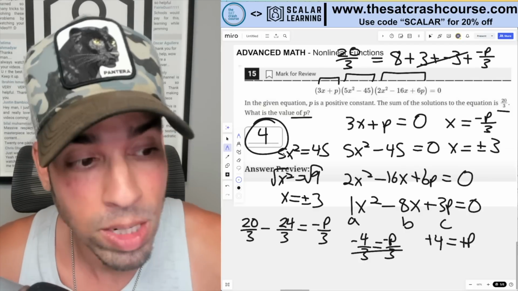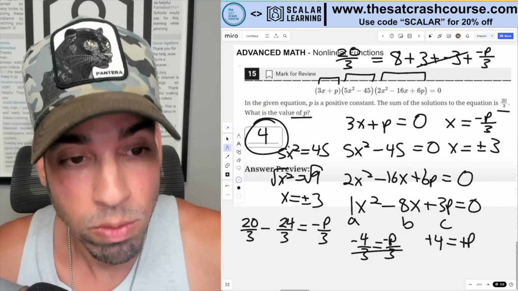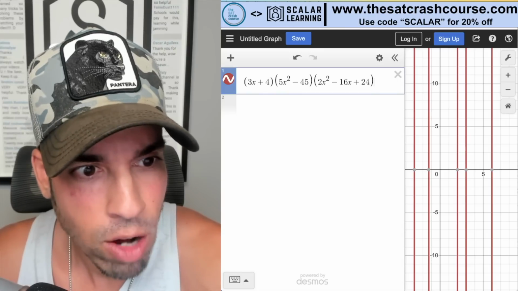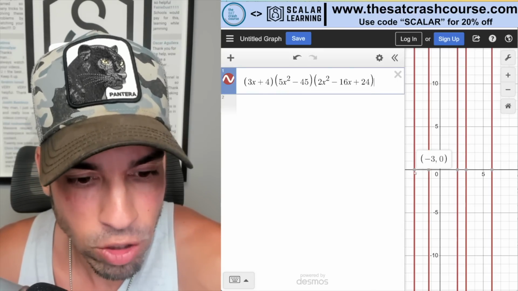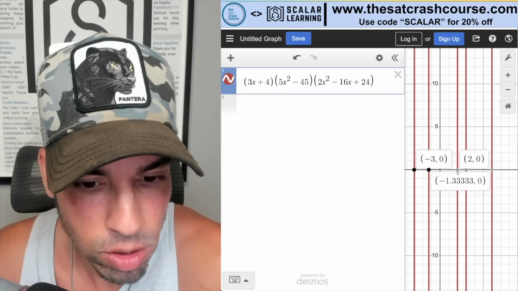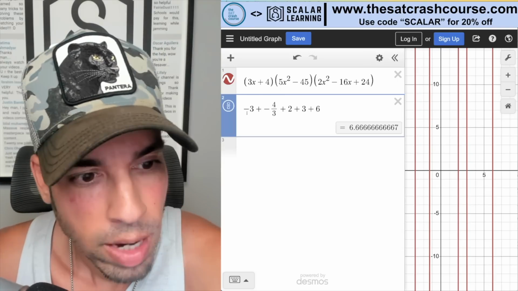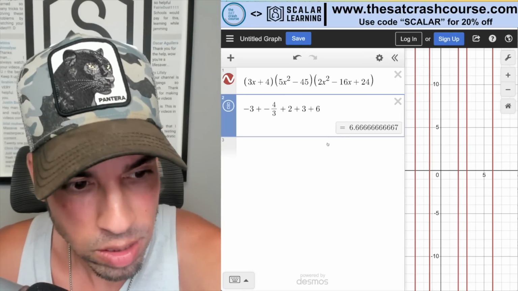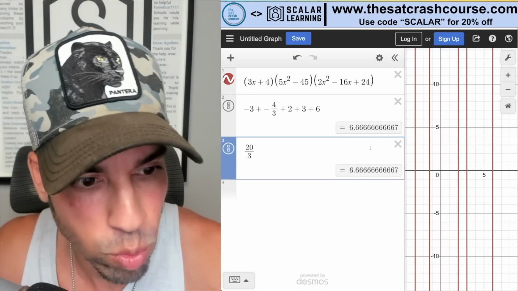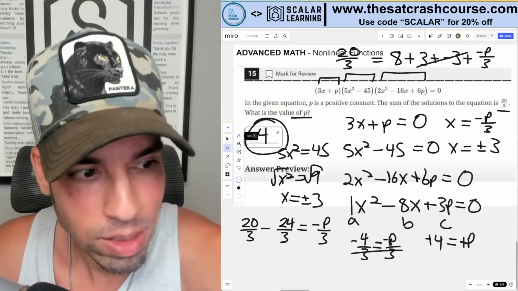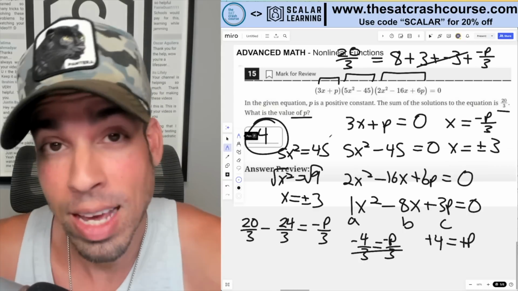Now what I'm going to do is use DESMOS to verify. I've got the function out here, and now we can see all the zeros are where we have all these x-intercepts. So I'm going to click all of these values, and now I'm going to add them up. When we add them all up, we get 6.666, whatever, and we want to make sure that that's equivalent to 20 thirds, and 20 thirds is the same, which means that this is indeed correct. That's how you do it.